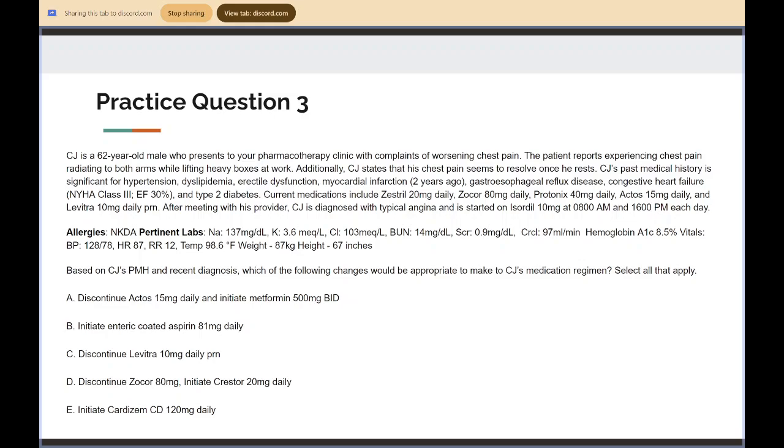Choice A is also correct. TZDs, including pioglitazone, have been associated with fluid retention, which can exacerbate or lead to CHF. So because this patient is in class 3 heart failure, pioglitazone is contraindicated in class 3 and class 4. Actos discontinuation and metformin initiation is appropriate.